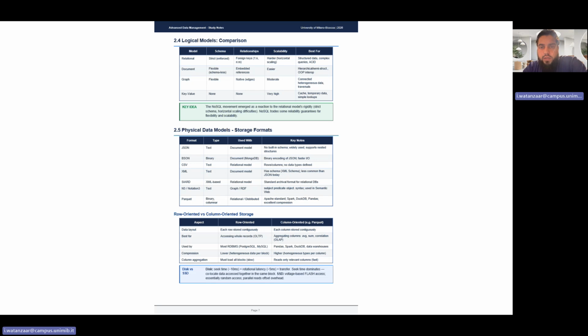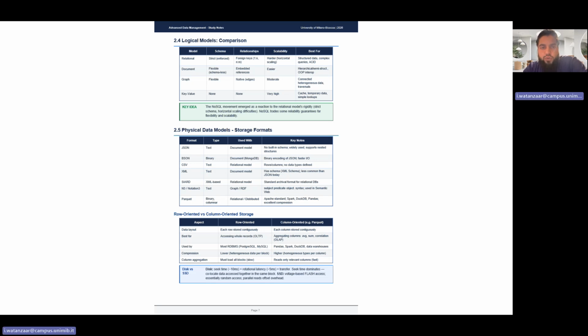For column-oriented, as an example above, we already discussed Parquet. Aggregating columns, average, sum, correlation, is useful for online analytical processing. So these are two different usages of row-oriented and column-oriented. One of them is for transactional processing, and the second one is analytical processing. Analytical is more memory consuming.